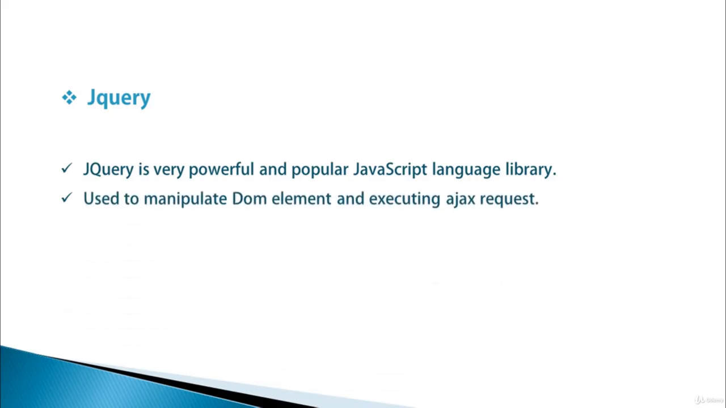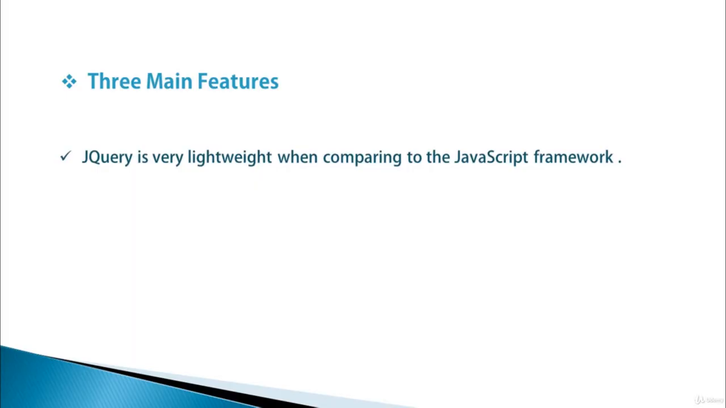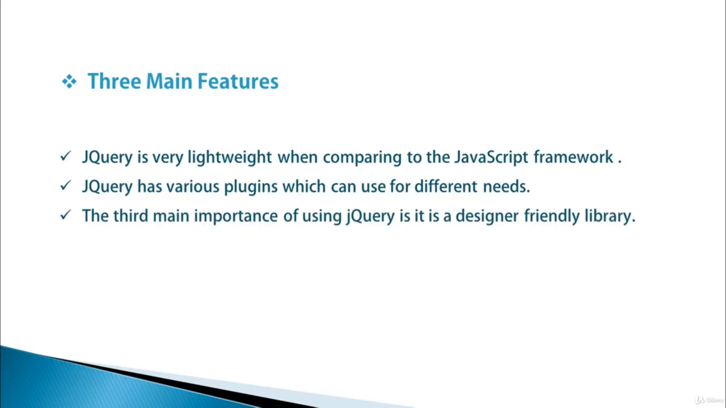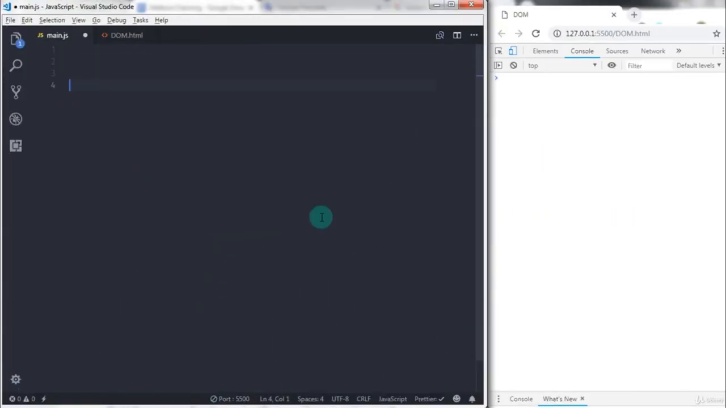jQuery is used to manipulate DOM elements and execute AJAX requests. jQuery is really very simple and simplifies your JavaScript code. So let's understand the three main reasons to use the jQuery library. jQuery is very lightweight compared to JavaScript frameworks. jQuery has various plugins which can be used for different needs. The third main reason is that it is a designer friendly library. Using jQuery, you can create thousands of animations with minimal code. Using minimal code, you can achieve the same result.